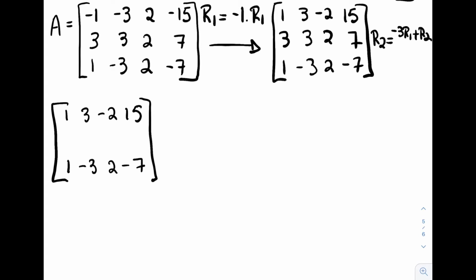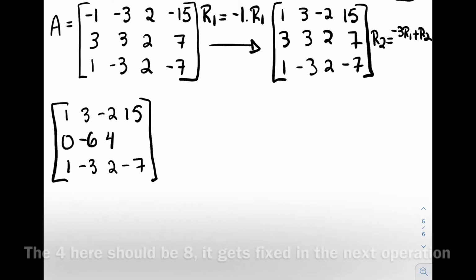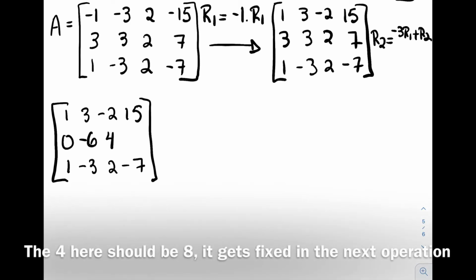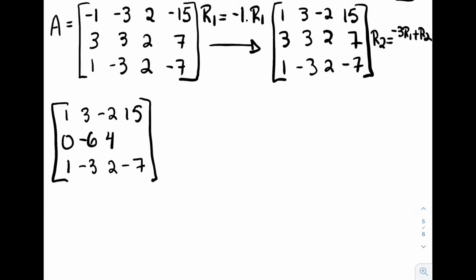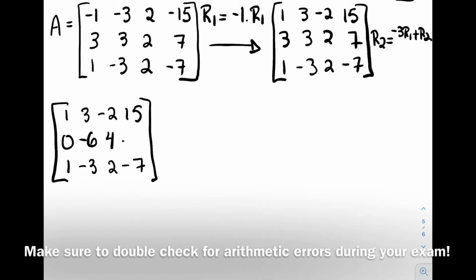Then you can go ahead and start applying the row operation. Negative 3 times 1 is negative 3, plus 3 is 0. Negative 3 times 3 is going to be negative 9 plus 3 is going to be minus 6. Negative 3 times negative 2 is going to be 6, plus 2 is going to be 4, and then negative 3 times 15 is going to be negative 45, plus 7 is going to leave us with negative 38.